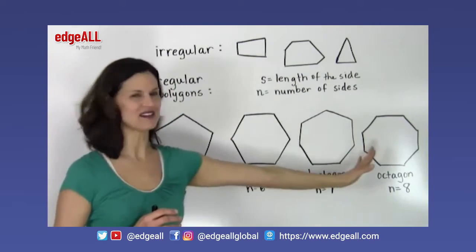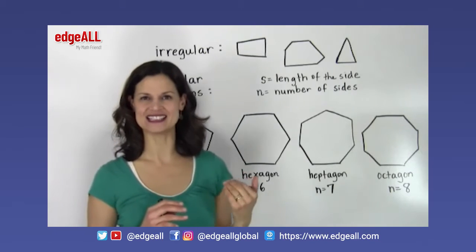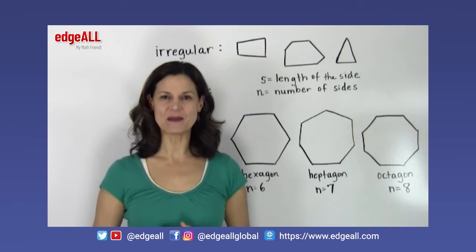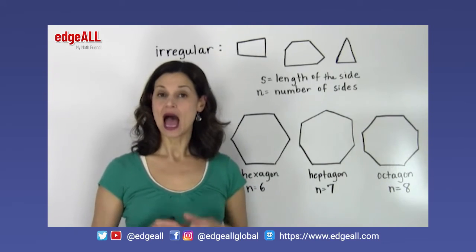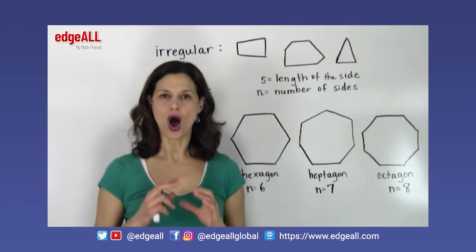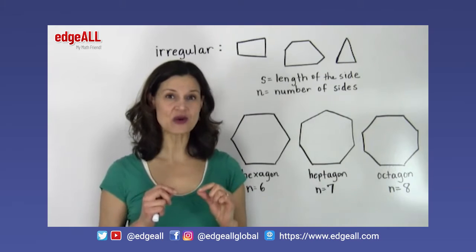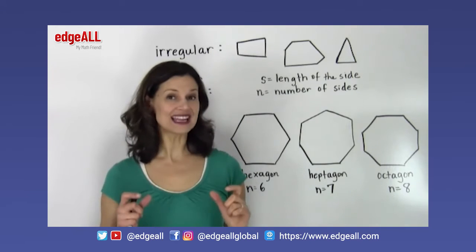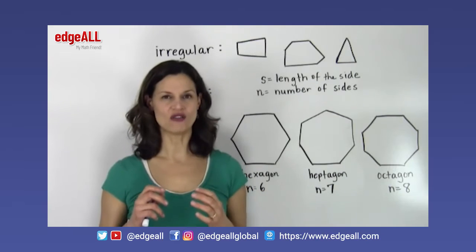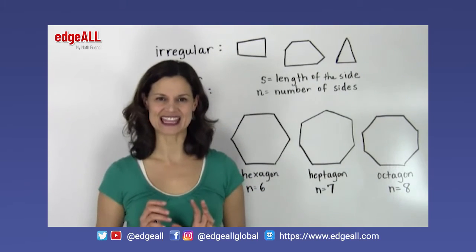And here I have some examples of regular polygons where all the sides are of equal length. You have already seen some polygons by now. A square is a regular polygon. All four sides of a square are of equal length. A rectangle is an irregular polygon. All four sides of a rectangle are not equal in length.